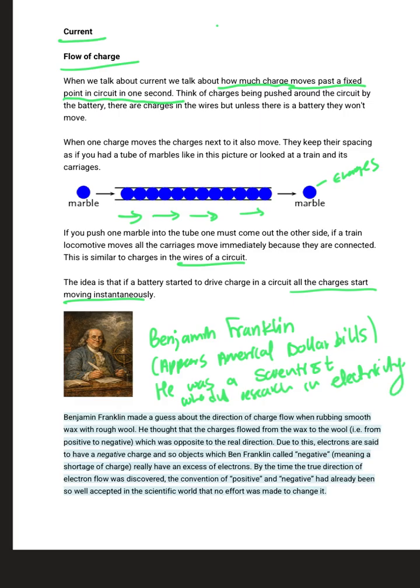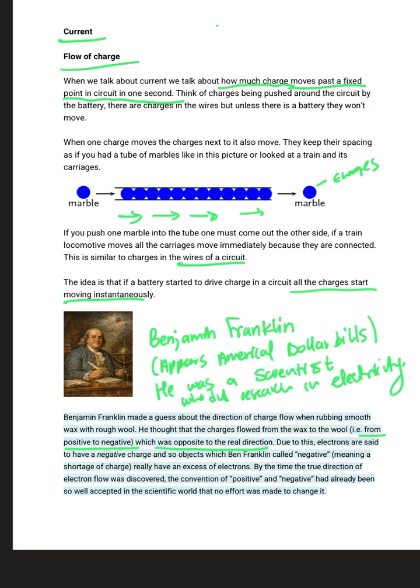Benjamin Franklin made a guess about the direction of charge flow when rubbing smooth wax with rough wool. He thought that charges flowed from the wax from positive to negative, which was opposite to the real direction. Due to this, electrons are said to have negative charge, and so objects which Ben Franklin called negative, meaning a shortage of charge, really have an excess of electrons.